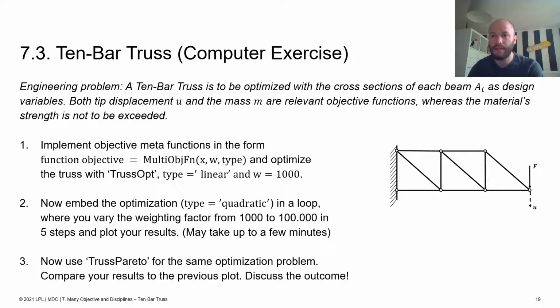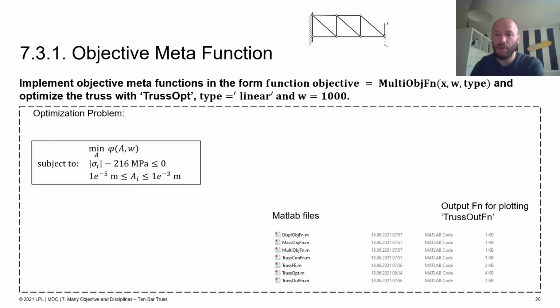The next exercise is a pure computer exercise concerned with a 10-bar truss. Here our engineering problem is to optimize the 10-bar truss with respect to the cross-section areas. We have two quantities of interest, which are the tip displacement and the mass, and a third quantity of interest, which is concerned with the material strength. And for this we now have 3 different exercises, and we can start right away with the first one.